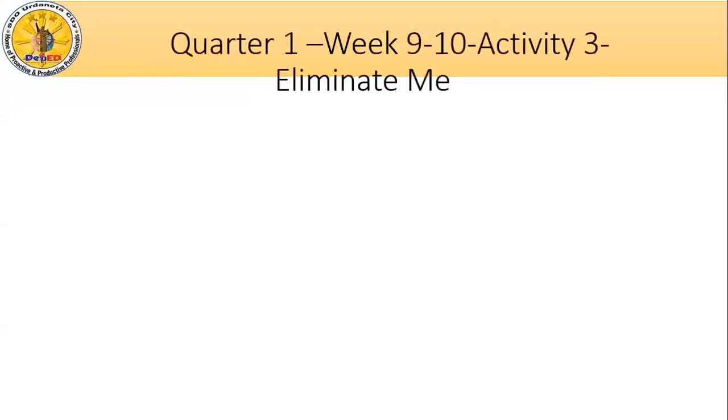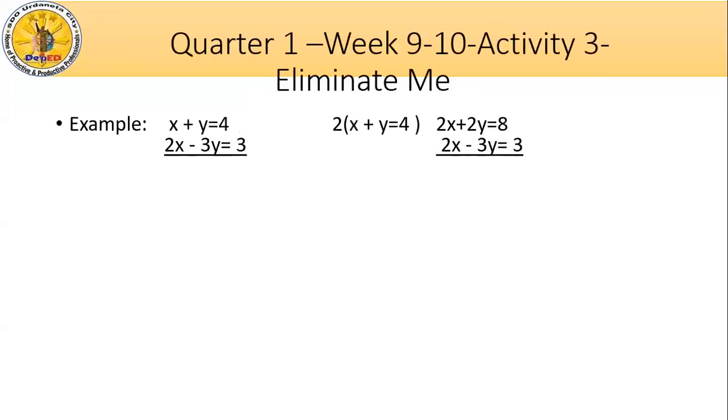For the third activity, elimination. I will be showing you two ways. First, you are going to eliminate x. Since the second equation has 2 as the numerical coefficient for x, we multiply the first equation by 2. The whole equation by 2. 2 times x is 2x. 2 times y is 2y. 2 times 4 is 8.